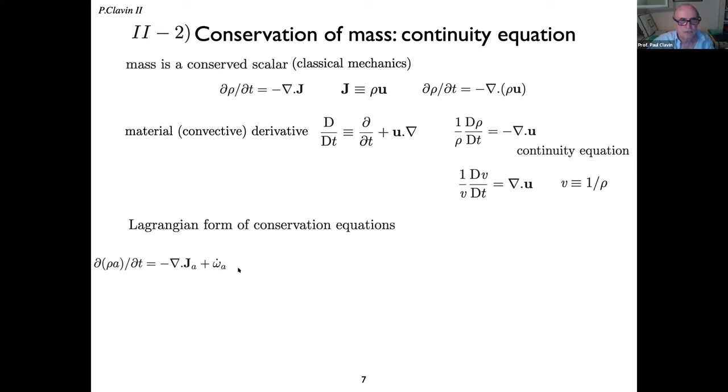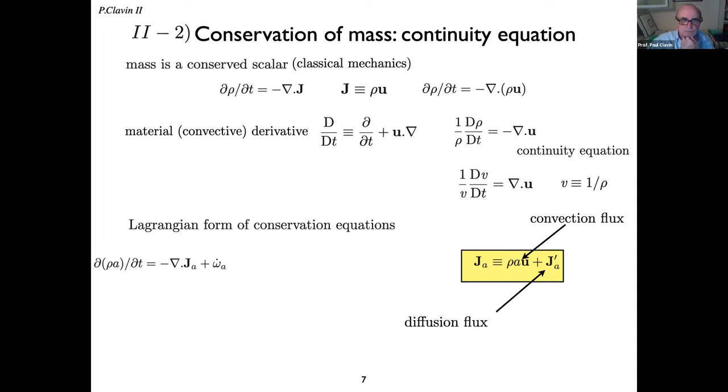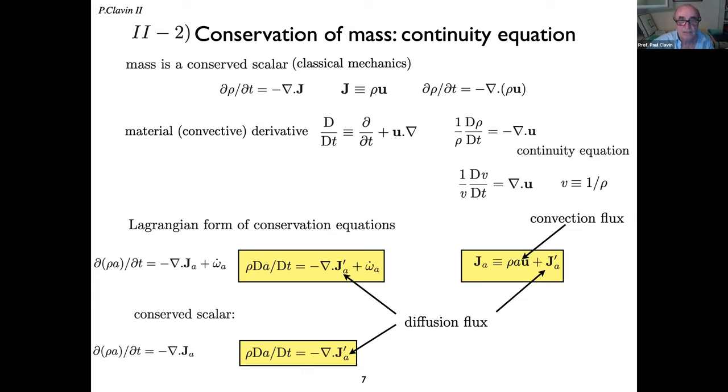A Lagrangian form of the conservation equation by decomposing the flux in two parts: a convective part, rho A u, and a diffusion part of the flux called the diffusion flux. Introducing this decomposition in the equation, you obtain this Lagrangian form here, where the derivative of the quantity A multiplied by the density is simply the diffusion flux plus the production term of the species here.